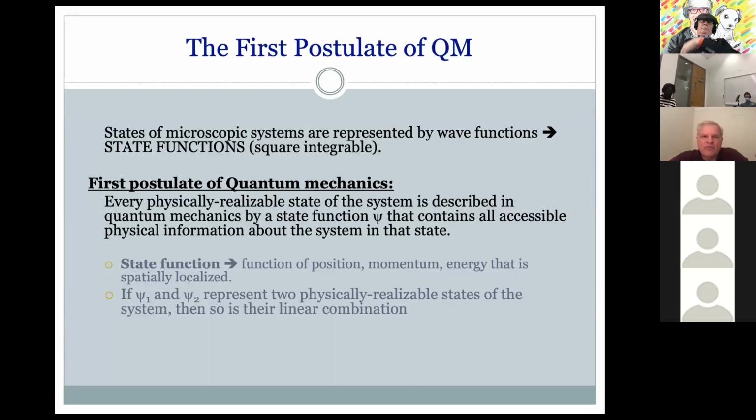Okay, let's now go through the postulates of quantum mechanics. There are 4 of them, which were formulated in the 1920s. The first postulate is actually what Schrodinger introduced, the wave function or state function. Every system has a state function that describes its state, and what's also important is that the state could be a superposition, a sum of 2 wave functions. So a particle could be in 2 energy states at the same time, or could have spin up or down at the same time.